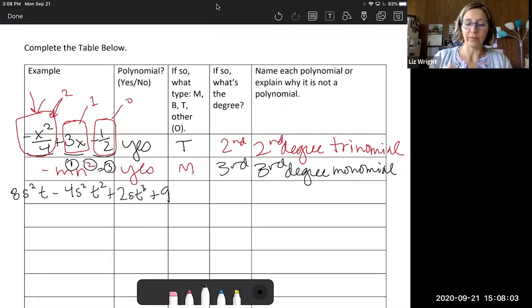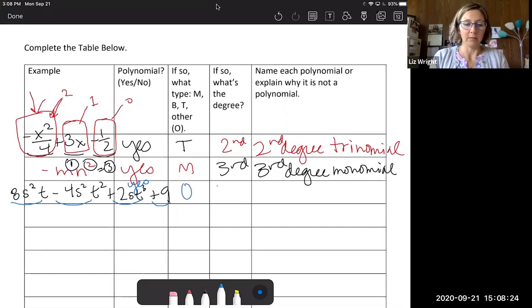Yes, it is. There's no variables in the denominator. We don't have any negatives on any of the exponents. So this is yes. How many terms do we have? We've got 1, 2, 3, 4. So we've got 4. There's not a type that we call a four-term polynomial, so we just say other.